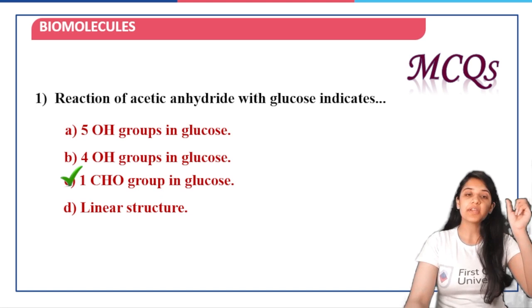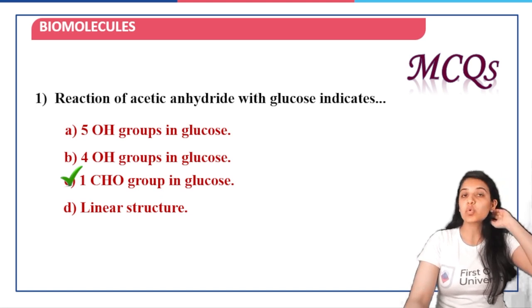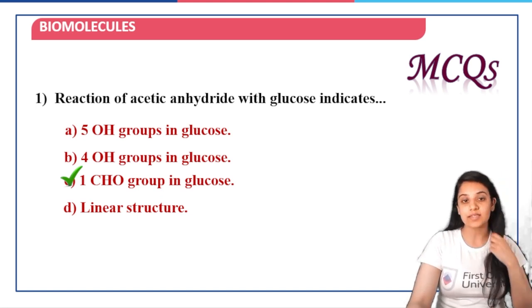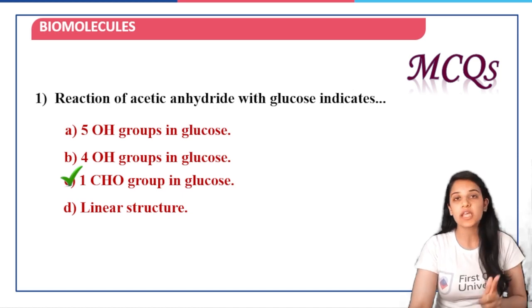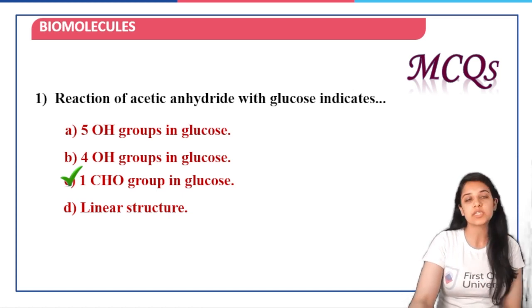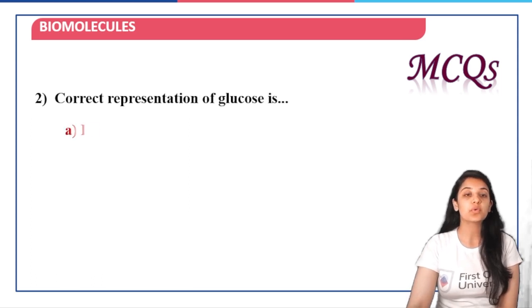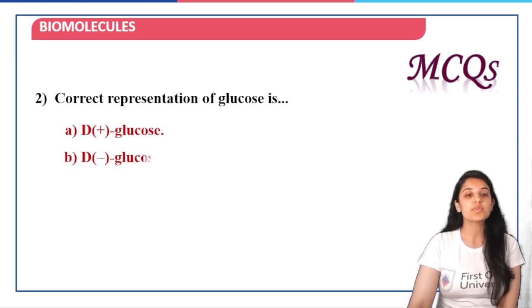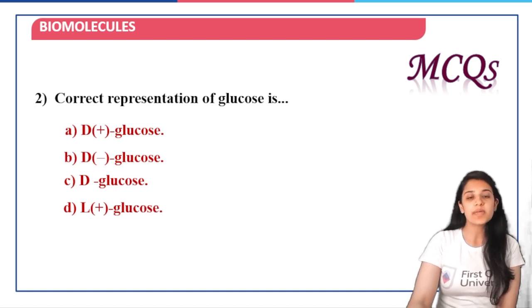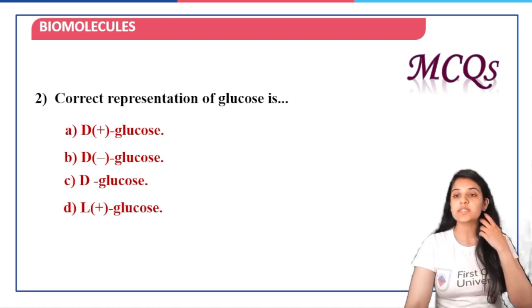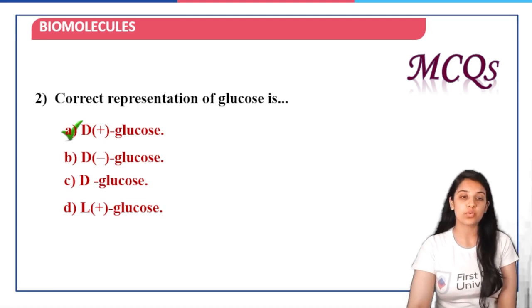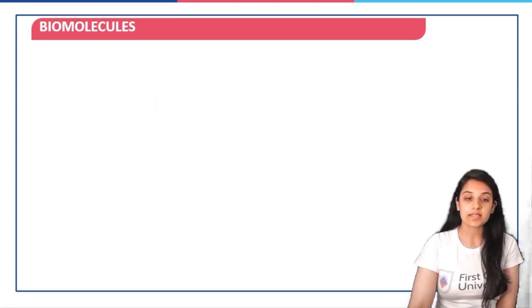Okay, so whatever reagent we have used for getting glucose pentaacetate, if it's acetic anhydride that we have used, then option A should be the correct answer. Otherwise, option C is the correct answer. Next question is, correct representation of glucose is D plus glucose, D minus glucose, D glucose, or DL plus glucose. So we have already seen the structure of glucose, and the correct representation is D plus glucose. Option A is the correct answer.